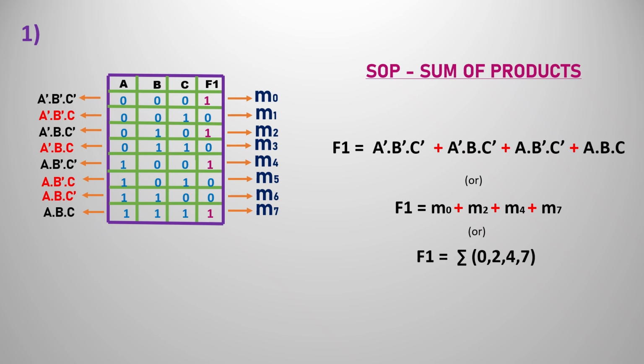We can also represent this simply. The first term is m0, so we can replace the first term with m0. The second term is replaced with m2, the fourth term with m4, and the seventh term with m7. In math, the sum of terms can be represented with the help of sigma. So the sigma representation is sigma of 0, 2, 4, 7. That also denotes the summation. That's it.